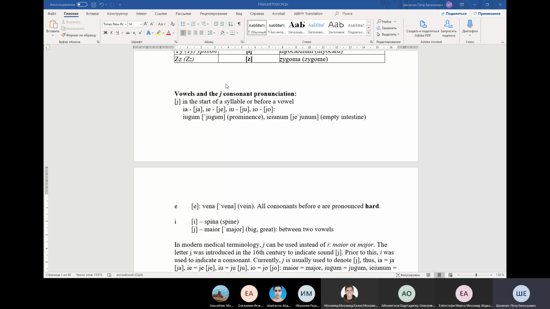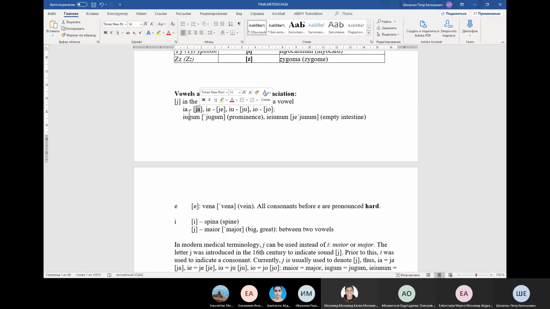So, there are some double-sounded letters. They are ye, yo, yu, and ya, respectively. In Latin, these sounds are done by means of the letter yot. This one. In letters, the words will look like I-A, I-E, I-U, and I-O. And the sounds they produce will sound like ya, ye, yu, and yo, respectively. So try to make them: ya, ye, yu, yo.